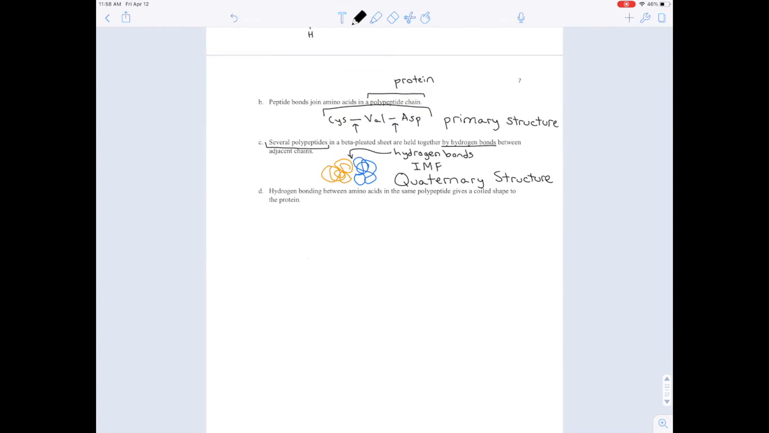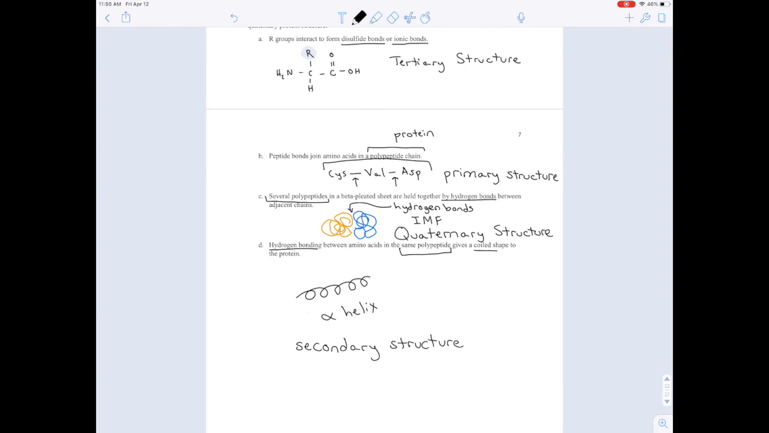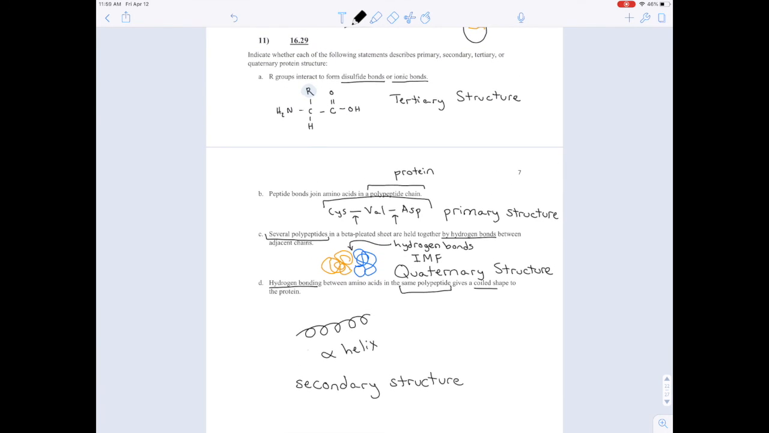Last but not least, D says hydrogen bonding between amino acids in the same polypeptide, and this is how this is different from part C. There's still hydrogen bonding like before, but it's in the same polypeptide, and it gives a coiled shape to a protein so that it would almost look like a spring or a staircase. Well, that's an alpha helix. And an alpha helix is a local type of wrinkling in secondary structure. And so that would be the levels of structure that each of these descriptions fit into.